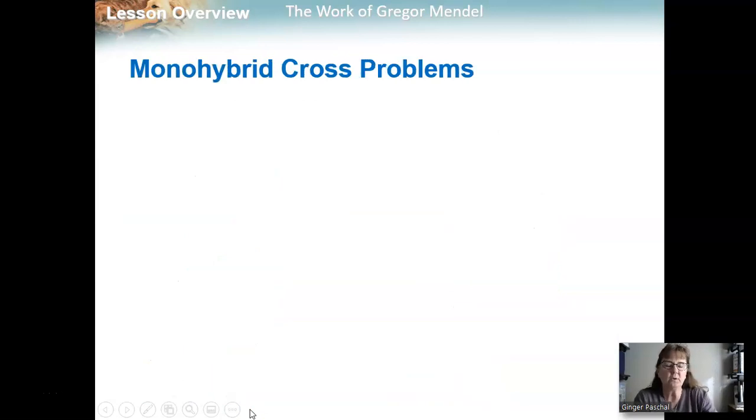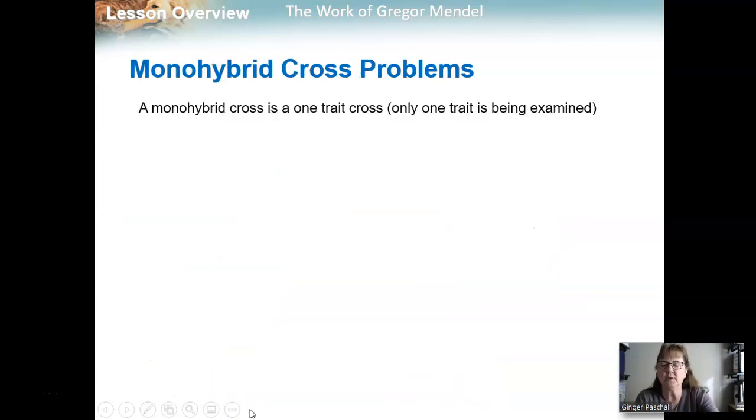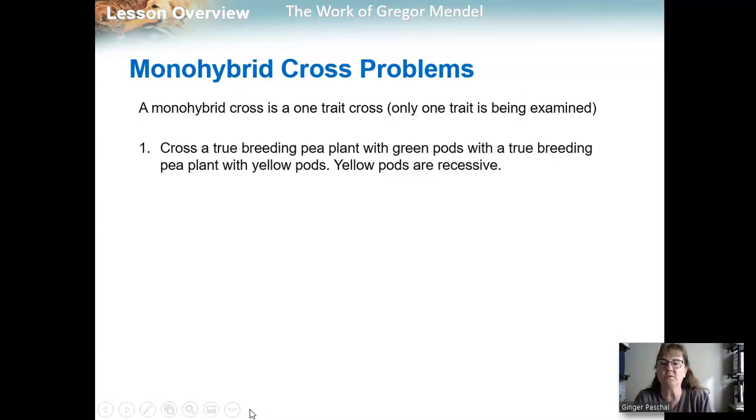Okay. So let's try a monohybrid cross problem. That's exactly what we just did. A monohybrid cross is a one-trait cross. In other words, we're examining only one trait when we cross 2 individuals. So we're going to cross a true breeding pea plant with green pods. True breeding means both letters for this individual are going to be the same. With a true breeding for yellow, both alleles for this yellow plant are going to be the same as well. The way we know that is because we have the terms true breeding.